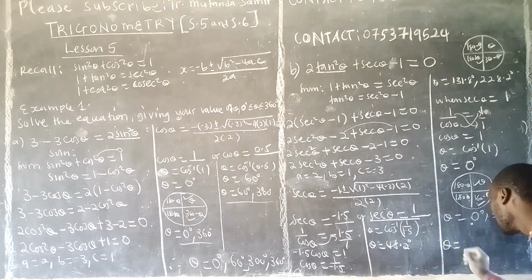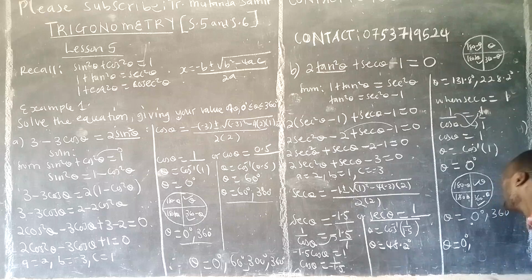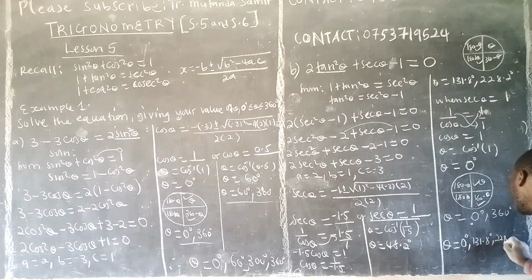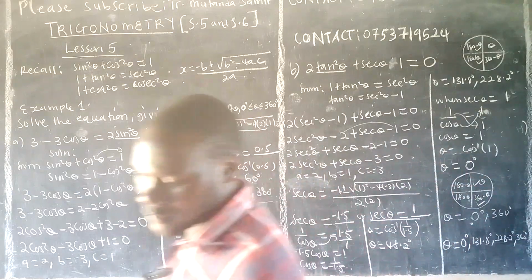Let's start from the smallest. That is 0 degrees, followed by 131.8 degrees, followed by 228.2 degrees, then 360 degrees. Simple as that.